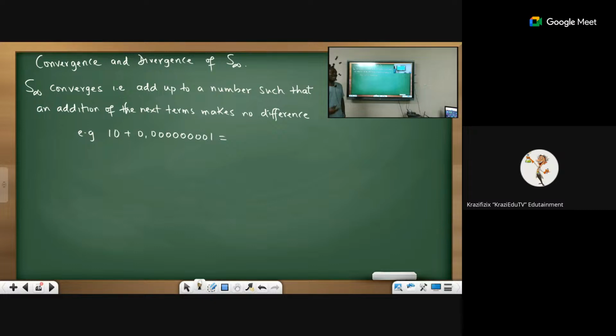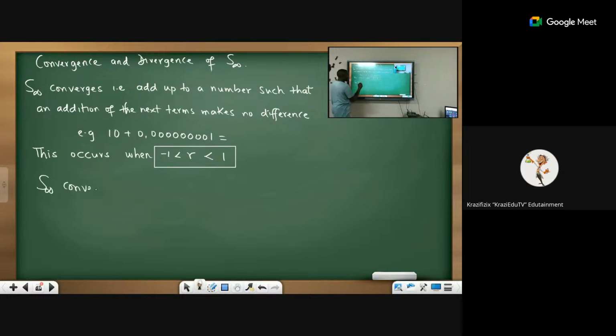Remember when you say times half, you are basically dividing by 2. So the number becomes smaller and smaller. All right, this occurs when r is between -1 and 1. Please take note, that's the key. So S to infinity converges. It's called convergence.